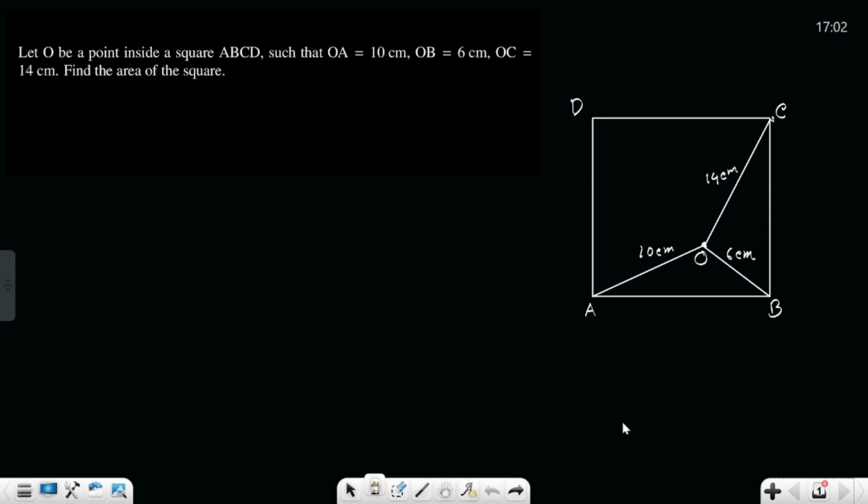Today we will solve this problem. This is an interesting problem. You must attempt this problem one time before watching the solution. So let's start solving the problem.